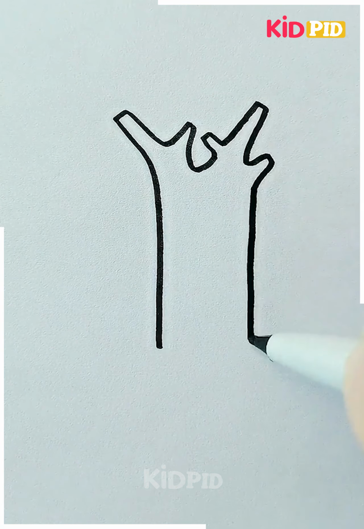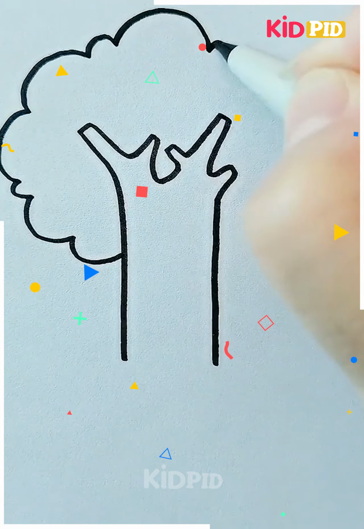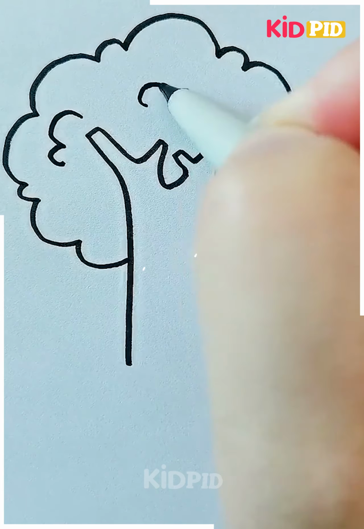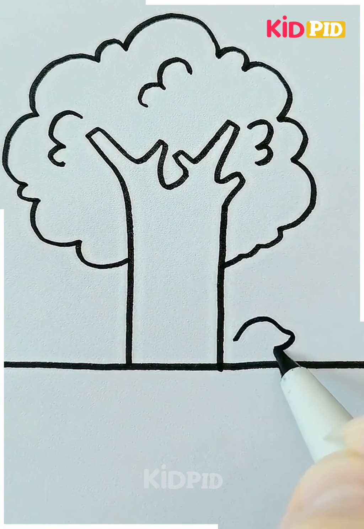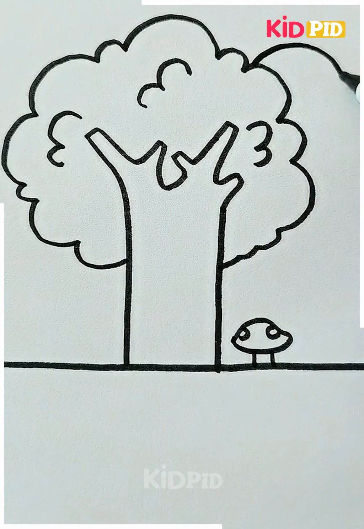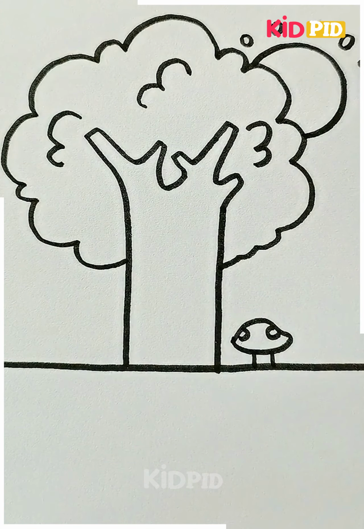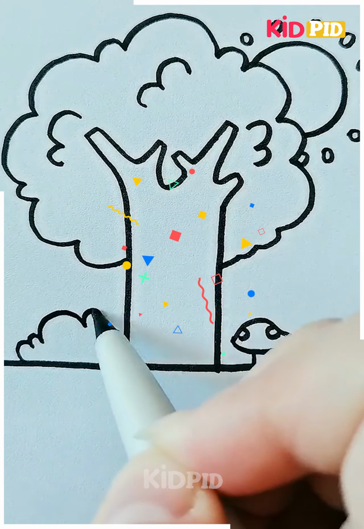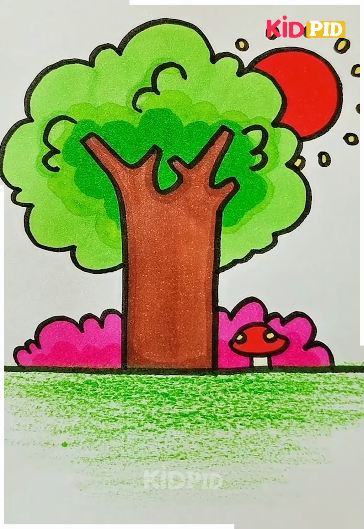Let's move ahead to our next drawing. Here we are making a tree. First we have made the branch and then we are making the green part. After that we are making a small mushroom beside the tree and then we are making a sun above the tree and then we are adding some greenery and it's done.